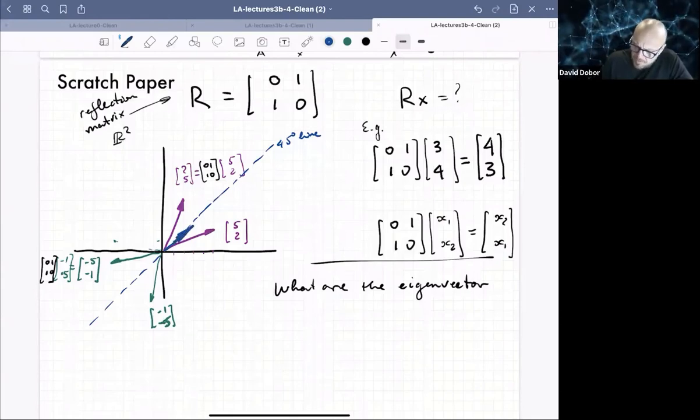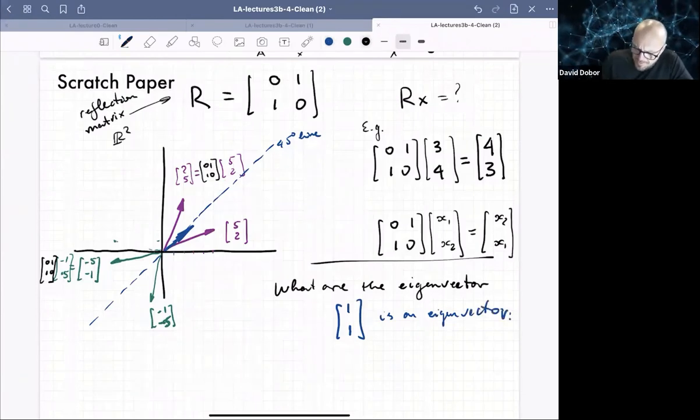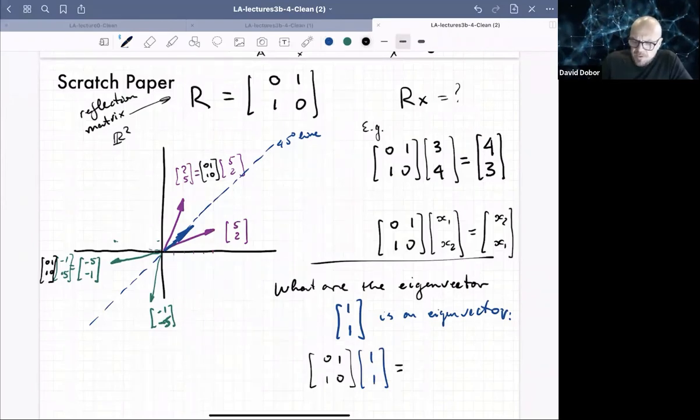So here's 1, 1. 1, 1 is an eigenvector, because when you apply A to this 1, 1, it stays put. It flips the coordinates, but the coordinates are the same. So the bottom one becomes the top one, and the top one becomes the bottom one. But the point is that it's 1 times itself. So what's the eigenvalue?